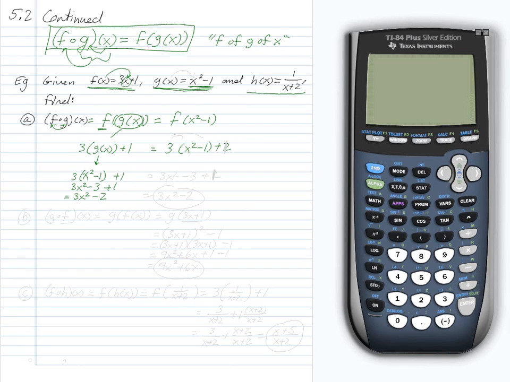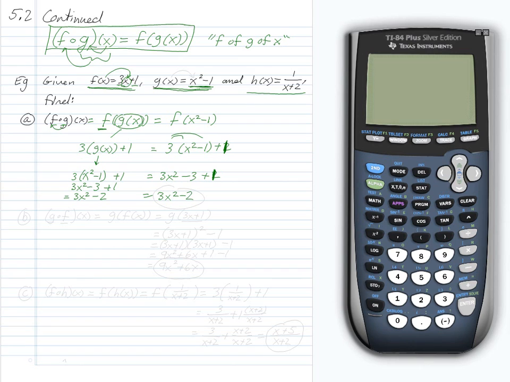And we can simplify in the same way. Distribute the 3. We get 3x squared minus 3 plus 2. And we end up in the same place. 3x squared. Sorry, that should be a 1. f is 3 times the input plus 1. Should be a 1. So we end up in the same place now. 3x squared minus 2.